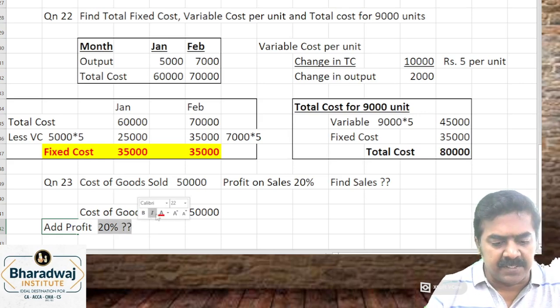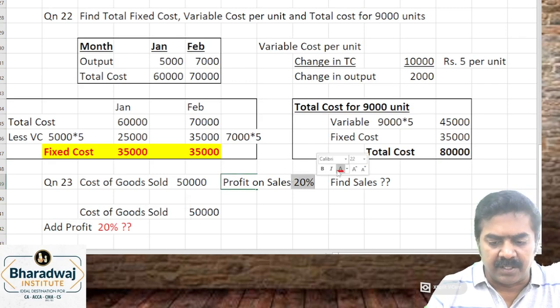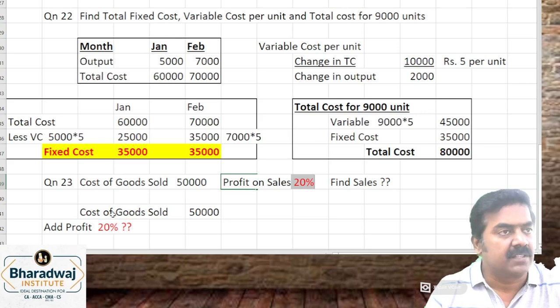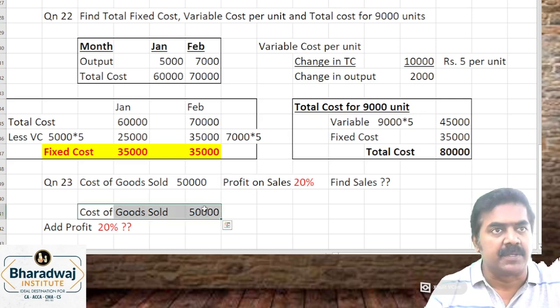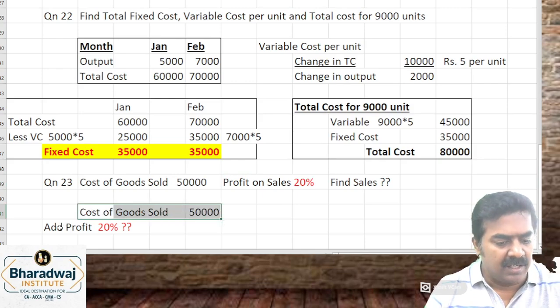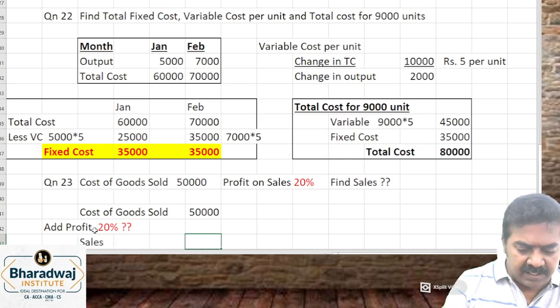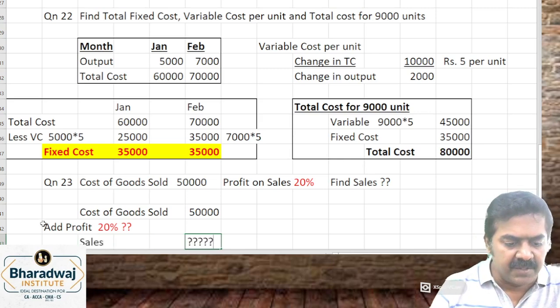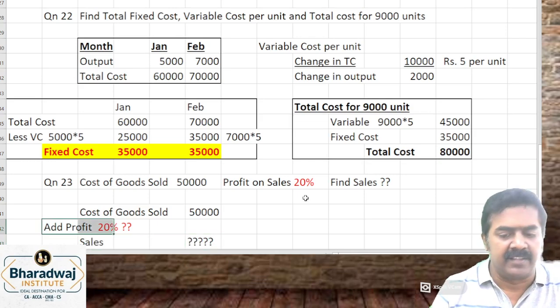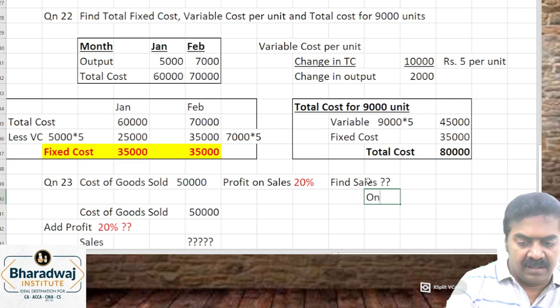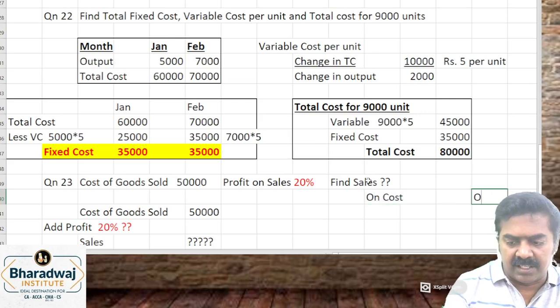Is this 20% given on cost or profit is given on sales? This 20% given on sales or on cost? Sales. So can I put 20% on 50,000? No. This is cost. If we add profit, what will come? Sales will come. Sales, if it is available, on this we can apply 20%. Sales is not available. What to do? Simple. On cost, on sales we have to convert.